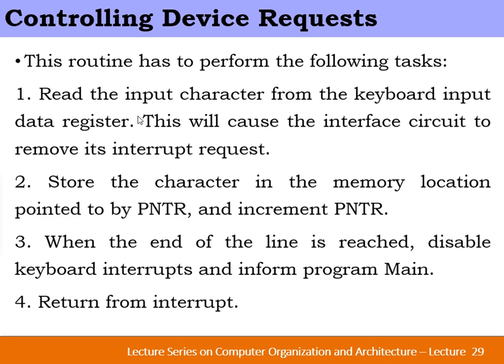Now after reading a character from the keyboard, the next thing is that it is required to store that character in the memory location. The memory location line will be pointed to by the PNTR. Every time a character appears, the character will be dumped into the memory location, and automatically the pointer gets incremented. When one full line is reached, when the end of the line is reached, it is required to disable the keyboard interrupt and inform the main program. That is, reading one full line of characters is over, so there is nothing more to do with the keyboard.